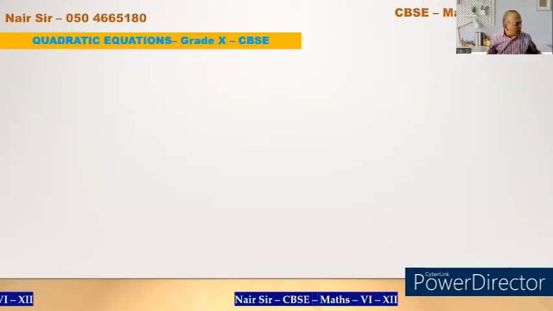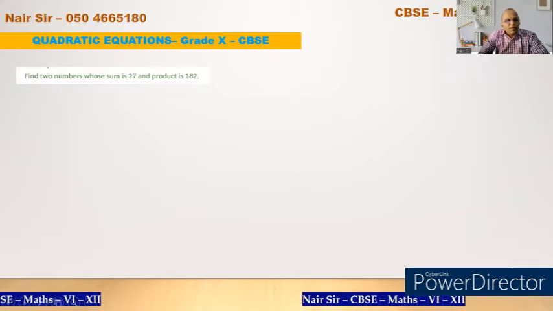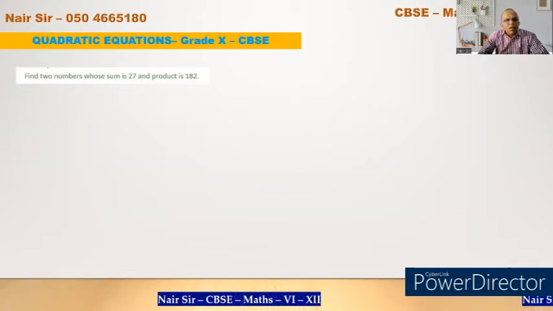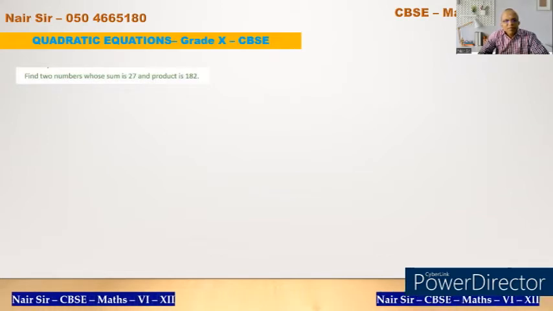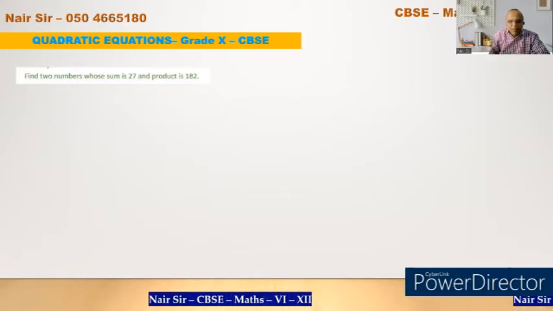Now we are getting into the third question of 4.3, 4.2. Find two numbers whose sum is 27 and the product is 182. Okay, let's see.